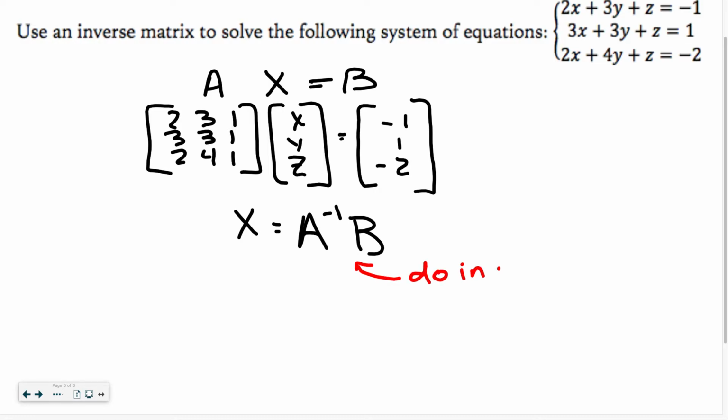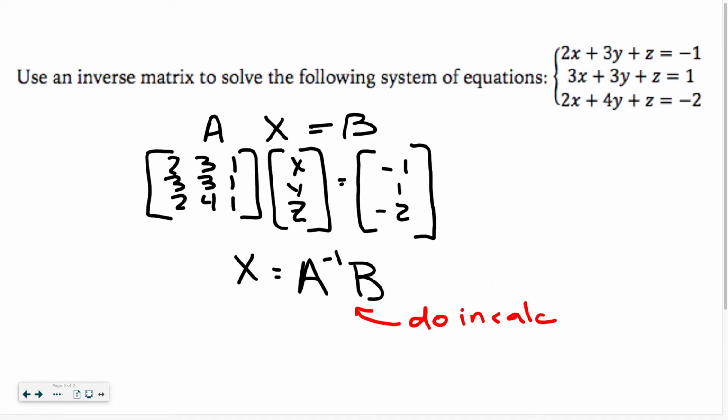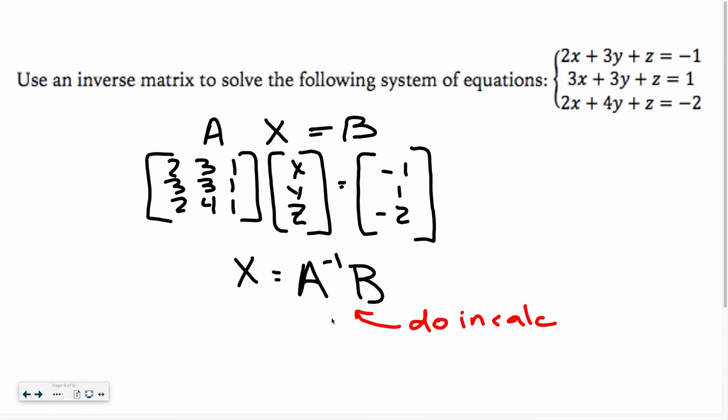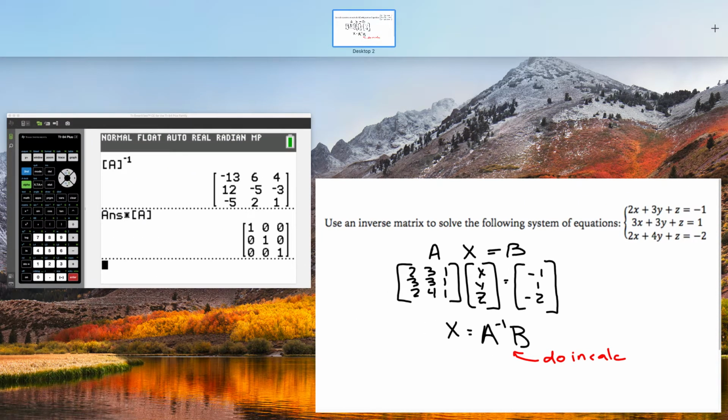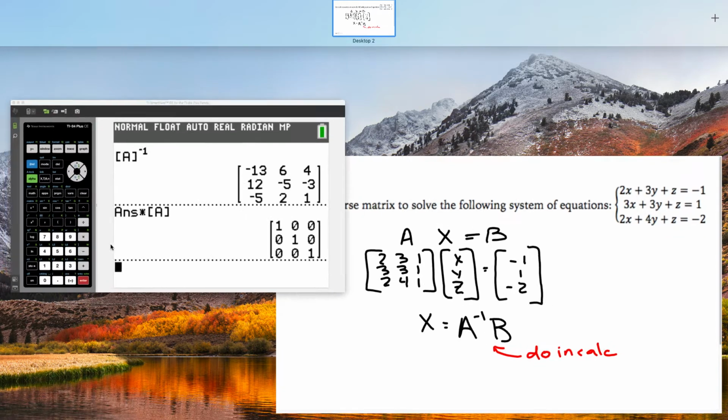So this is a calculator problem. I can go to my calculator, and what I'll do is input matrix A as is, 3 by 3. I will input matrix B in a separate location, and then I will call on the calculator to do A inverse times B by using the names menu. Okay, so I'll show you that really fast. I'll pull up my calculator.